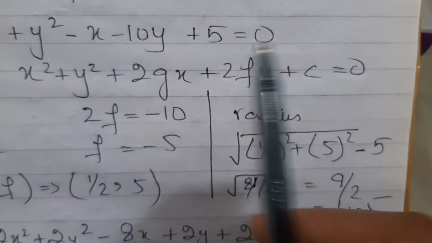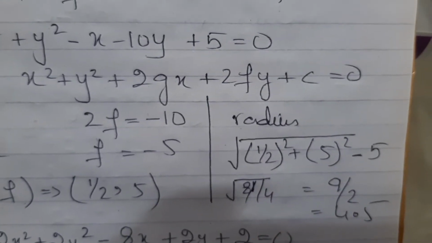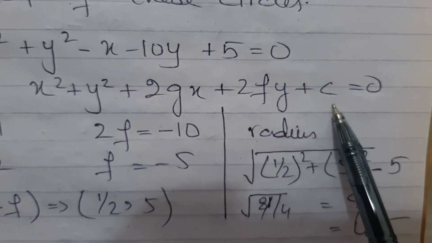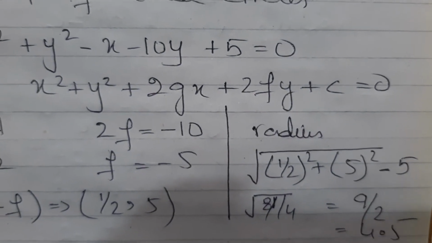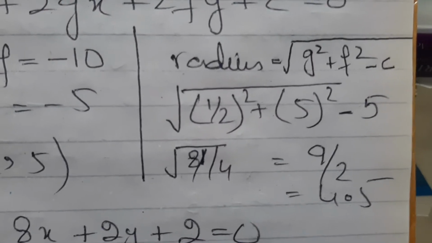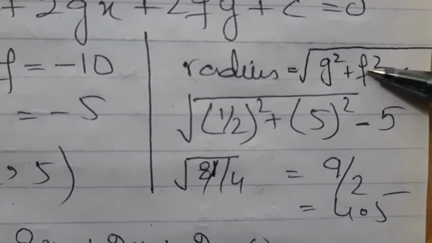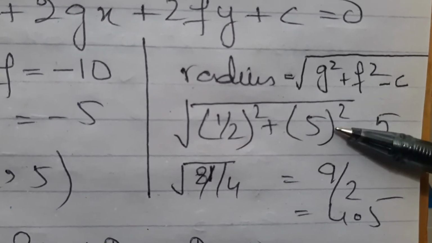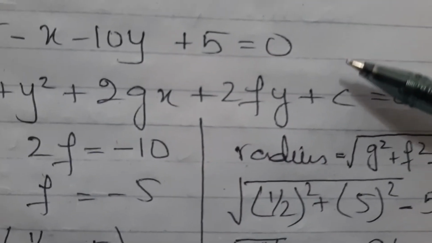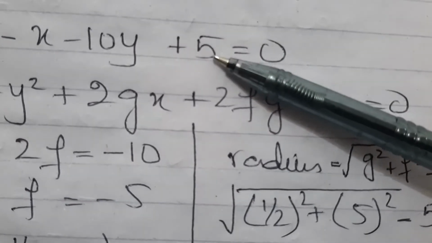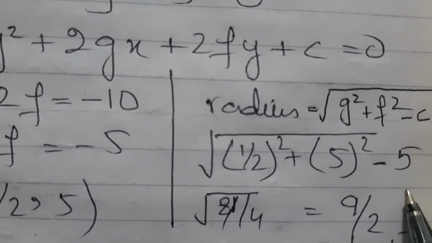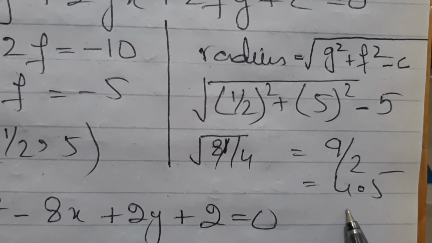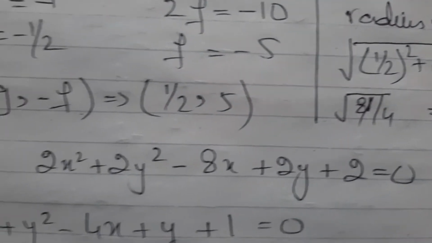Now if I compare with this, my c is 5, right? If I compare the question with the general form, c is 5. And in the formula, it was minus c. So I have written here for quick recall. So I'm substituting the value of g and f, and minus c, I have just shown you c is 5 here. So I'm writing the value of c, and I calculated, so my radius is 4.5.